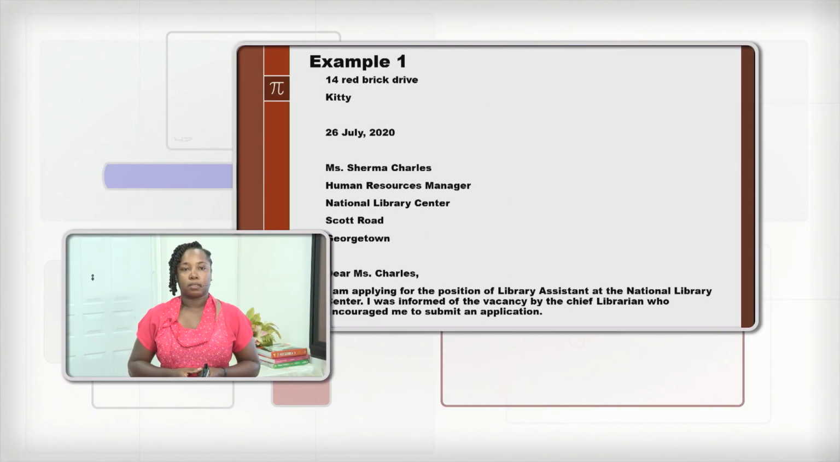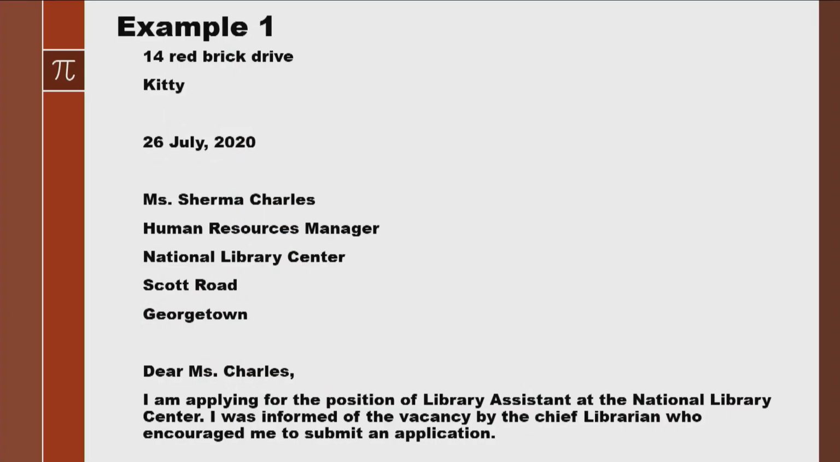Now here is an example of a letter of application with just the cover alone. So we have the address of the person, the date, and then the address of the recipient. And we go to our greeting or salutation. Dear Mrs. Charles, I am applying for the position of library assistant at the National Library Center. I was informed of the vacancy by the chief librarian, who encouraged me to submit an application.